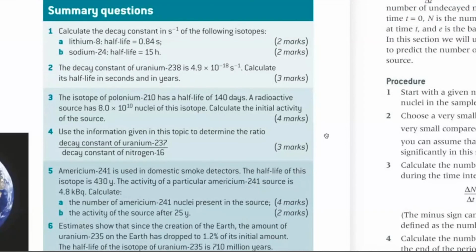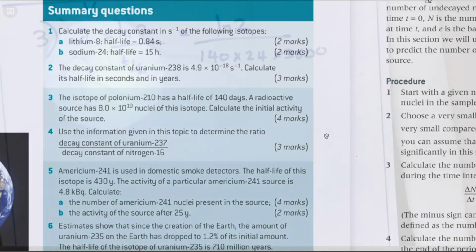Question 3 says the isotope polonium-210 has a half-life of 140 days. A radioactive source has 8 times 10 to the 10 nuclei of this isotope. Calculate the initial activity of the source. So this is quite similar to the worked example, so you have to make use of the two expressions that we've gone over.